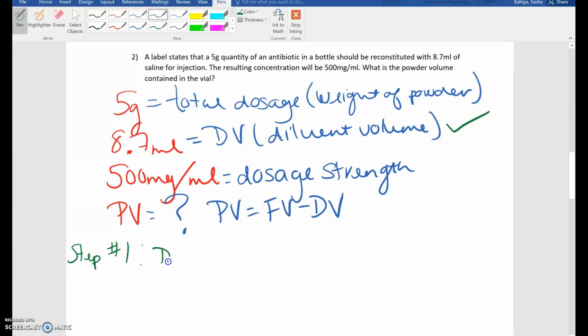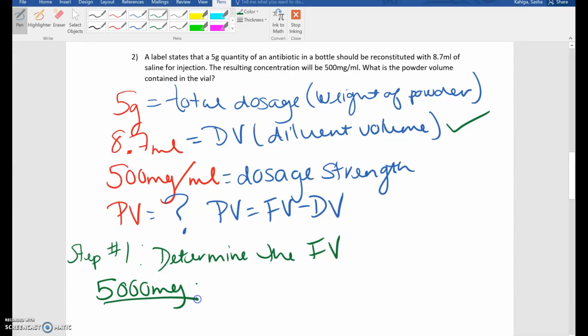So step one is you need to determine the final volume. In order to do that, you're going to take your total dosage in milligrams, which is 5,000 milligrams, over the dosage strength in milligrams, which is 500 milligrams, and multiply it by the dosage strength volume of 1 milliliter. Milligrams cross out. Your final volume is 10 milliliters.